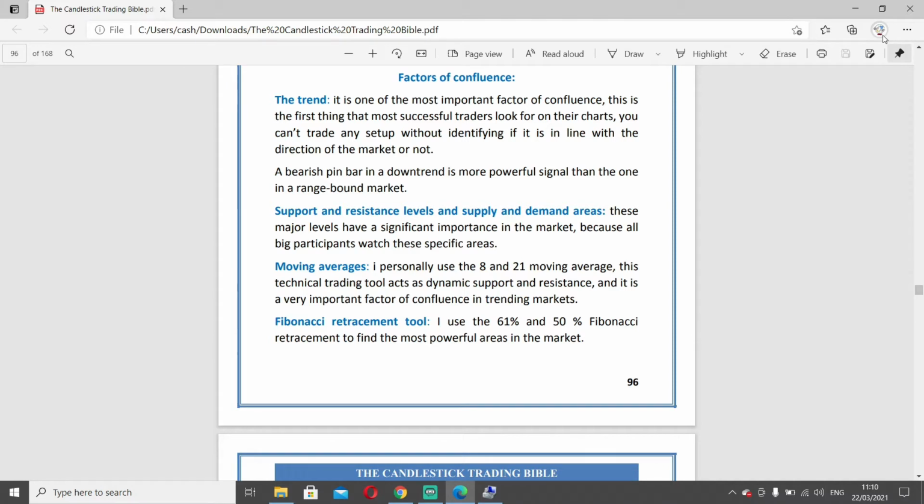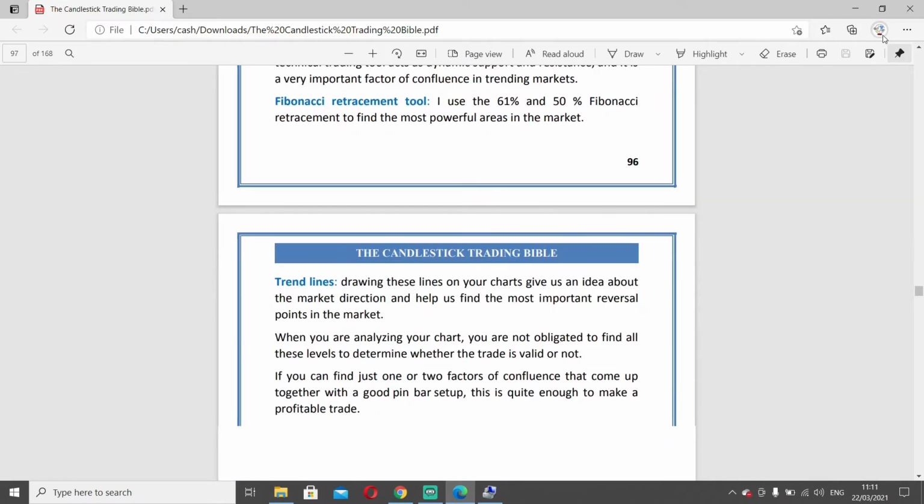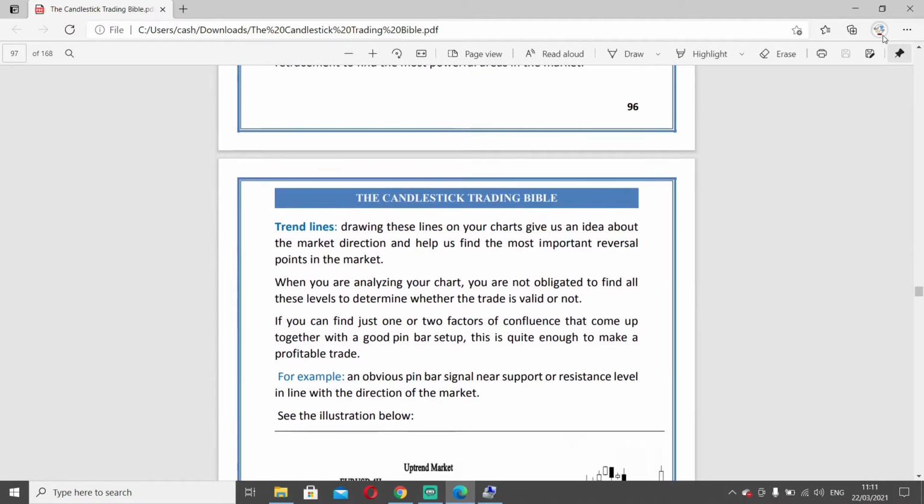Fibonacci retracement tool. I use the 61 and 50 retracement to find the most powerful areas in the market. I do not use Fibonacci because I know it's already ingrained into the market already, and my trading does not need it. Trend lines. Drawing these lines on your chart gives us an idea about the market direction and helps us to find the important reversal points in the market.